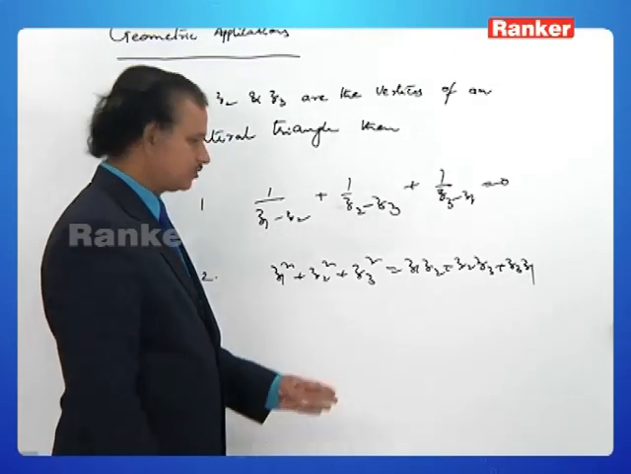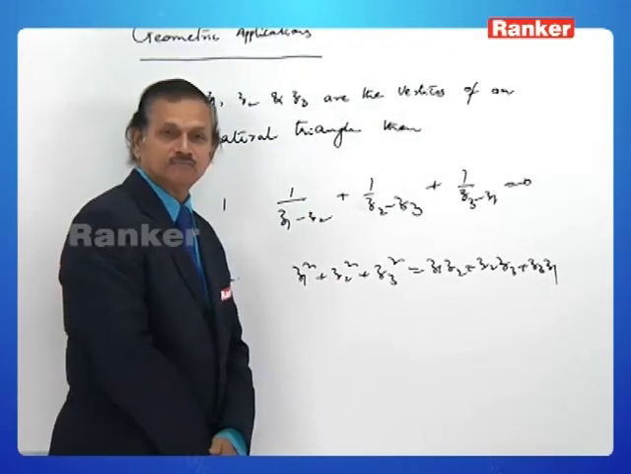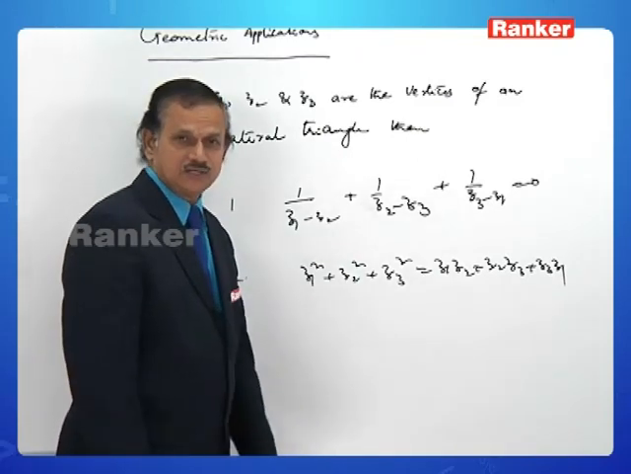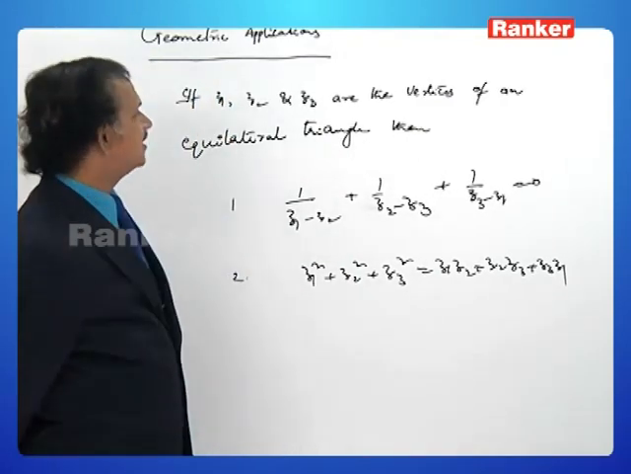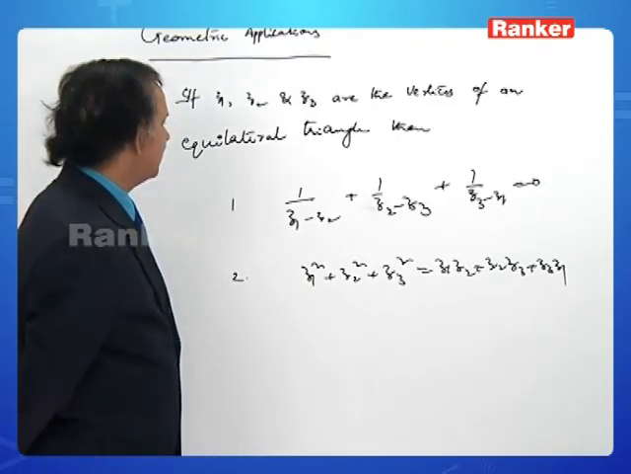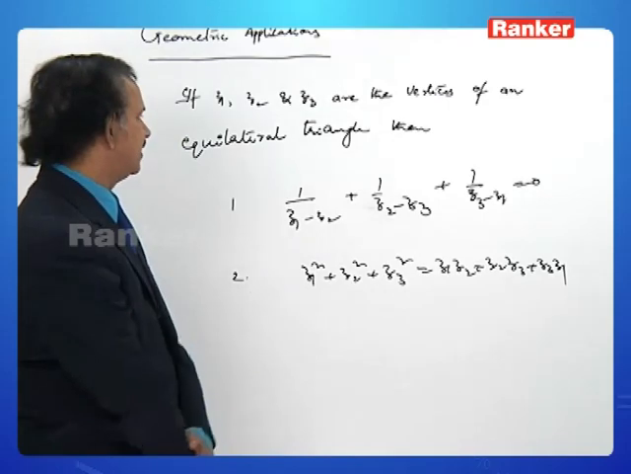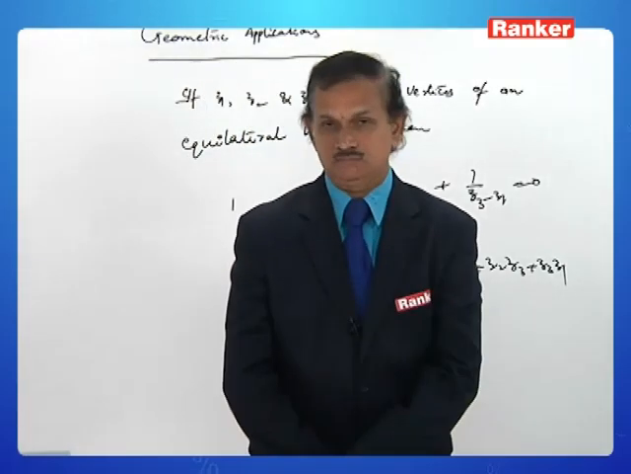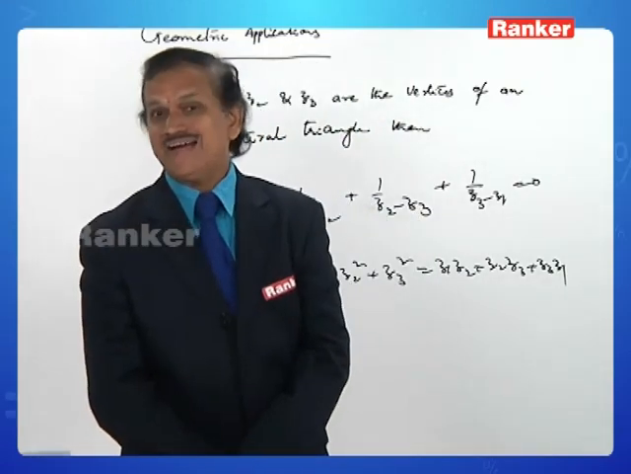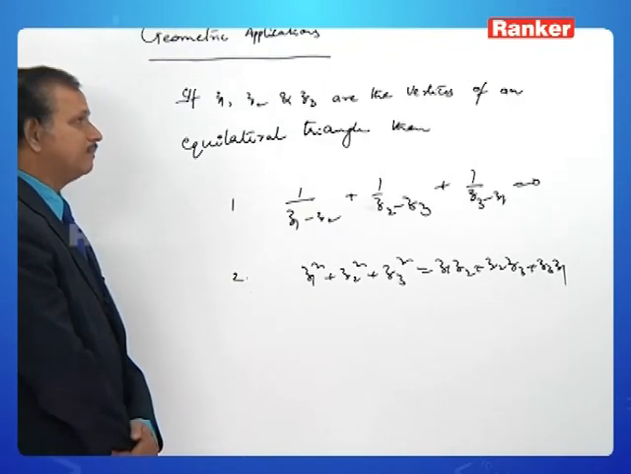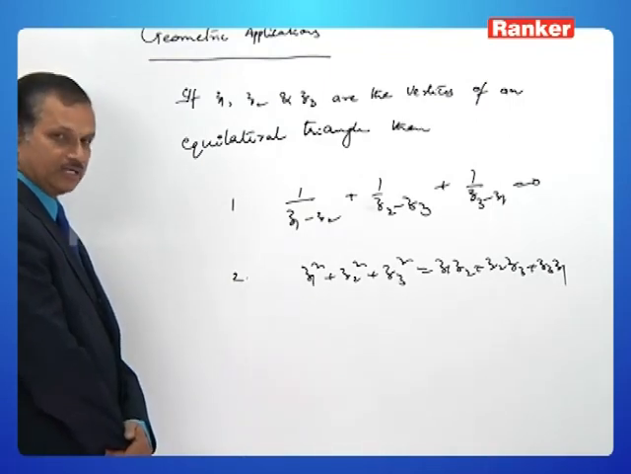Of course, we will be able to derive this from this. Both are useful. You see, how can we get this? They are the vertices of an equilateral triangle. What does it mean? Mod Z2 minus Z1 is equal to mod Z3 minus Z2 is equal to mod Z3 minus Z1. All the sides are equal. All the angles are also equal. Therefore, amplitude of Z2 minus Z1 by Z3 minus Z1 is equal to pi by 3.